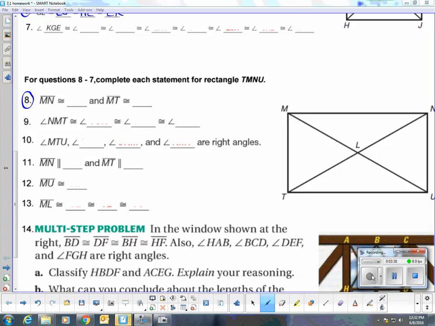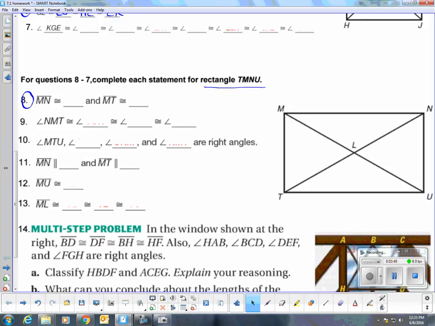Number 8 through 13, the diagram is a rectangle TMNU. So we need to think about the properties of a rectangle, and specifically in number 8, we're looking at segment MN. Segment MN is congruent to segment TU. And segment MT is congruent to segment NU.